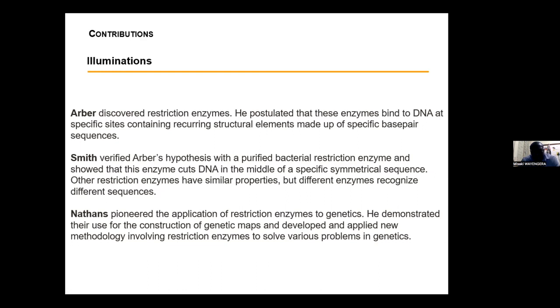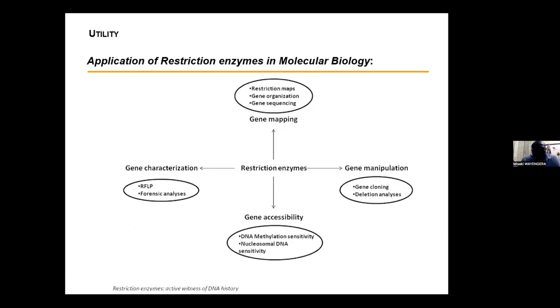And then Nathans pioneered the application of restriction enzymes to genetics and demonstrated their use in the construction of genetic maps. And this is literally restriction fragment length polymorphisms and other things that we really play around with in molecular biology. So in terms of utility applications, restriction maps, gene organization, gene sequencing, we are using restriction enzymes, restriction fragment length polymorphism, forensic analysis, gene cloning, and DNA methyl sensitivity assays, and nucleosomal DNA sensitivity assays. So here, these are the existing applications.